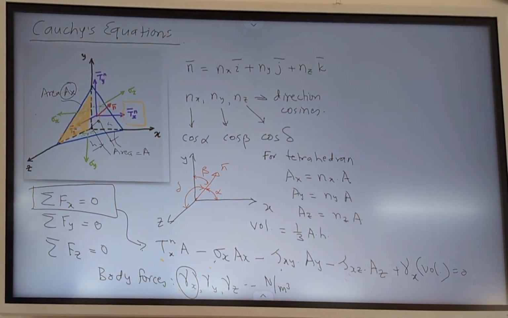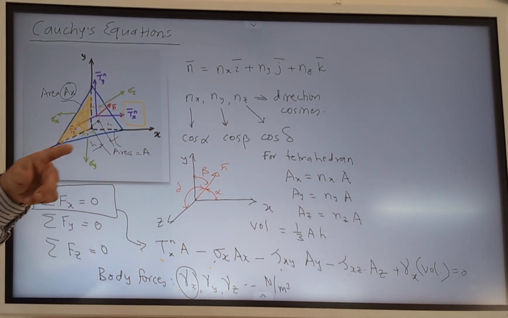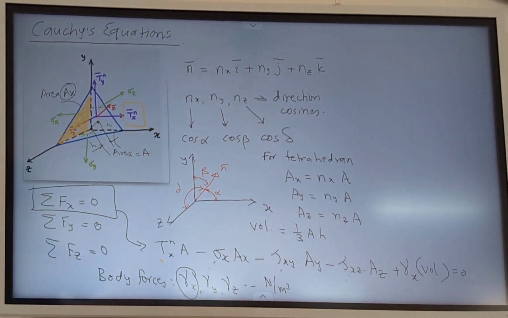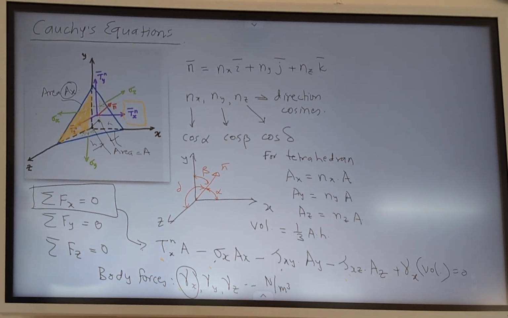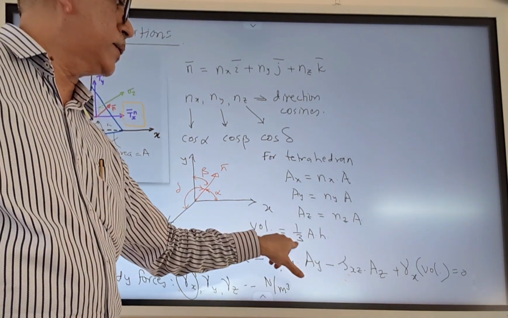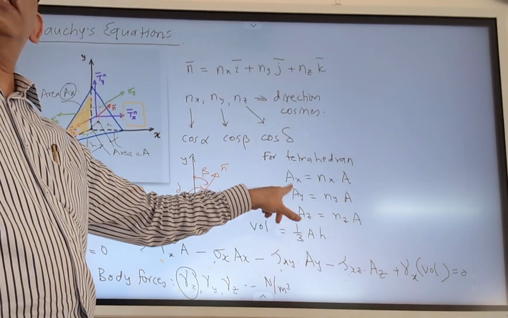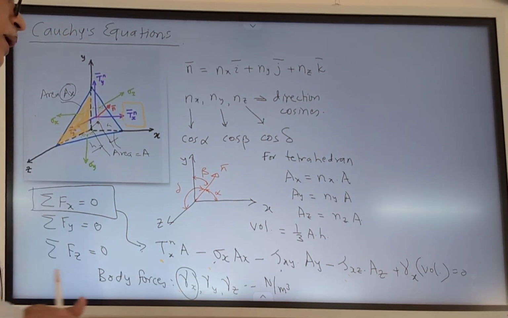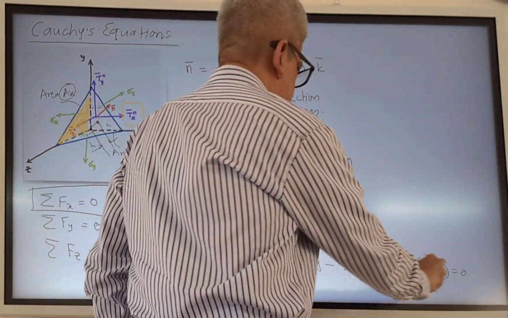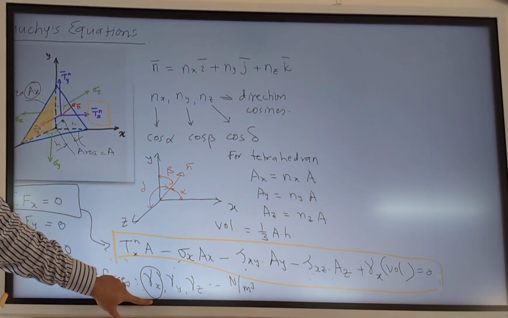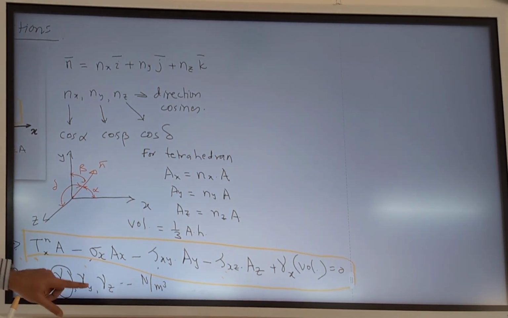It is something similar to the triangle, half A h. For a triangle it is half base into height. For the volume, it is one third of the base area multiplied by the height. So that is the equation we are using. We'll substitute these relationships in this particular equation, and you will get some result.